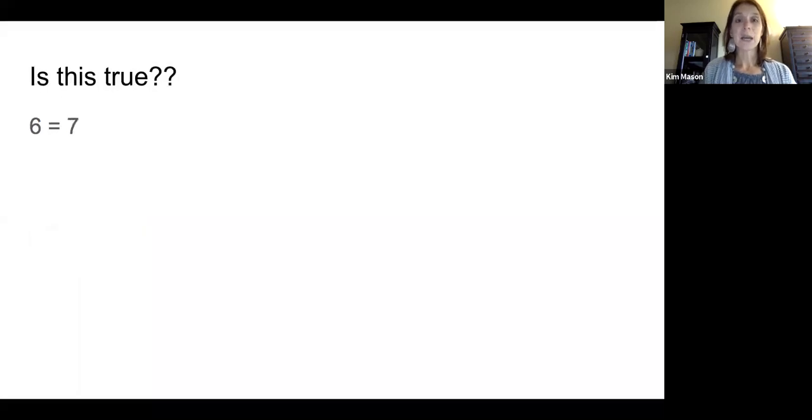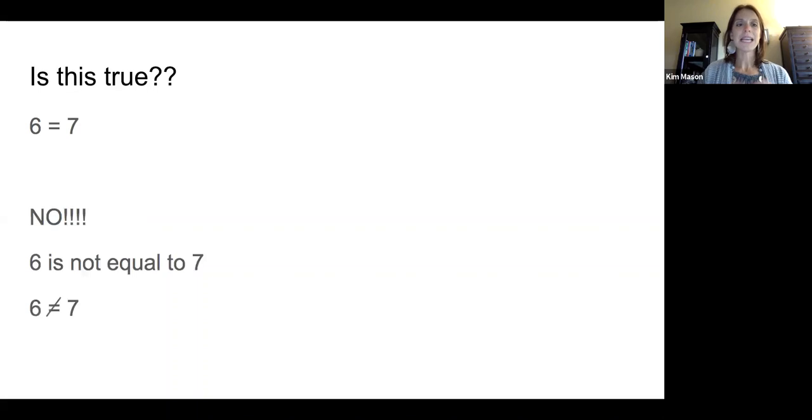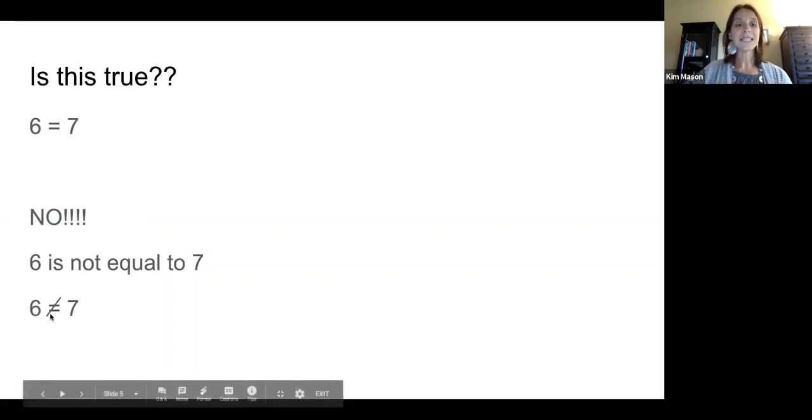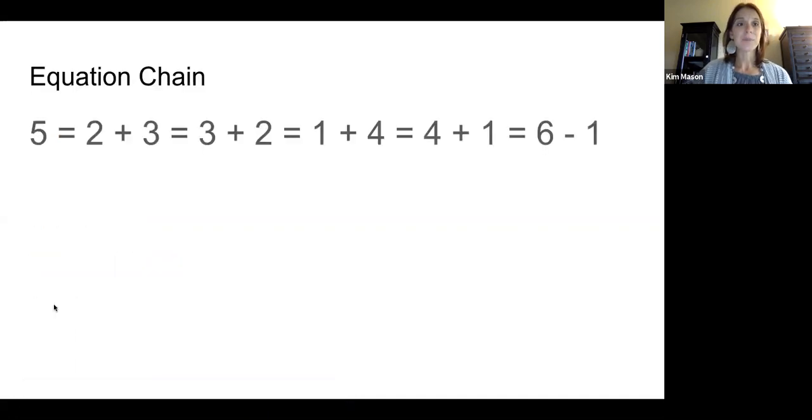Is 6 equals 7 true? Of course not. We know that if you had $6 and $7, you would have two different amounts. They are not equal. So you can see here, instead of the equal sign, there's a line through that. That means not equal.